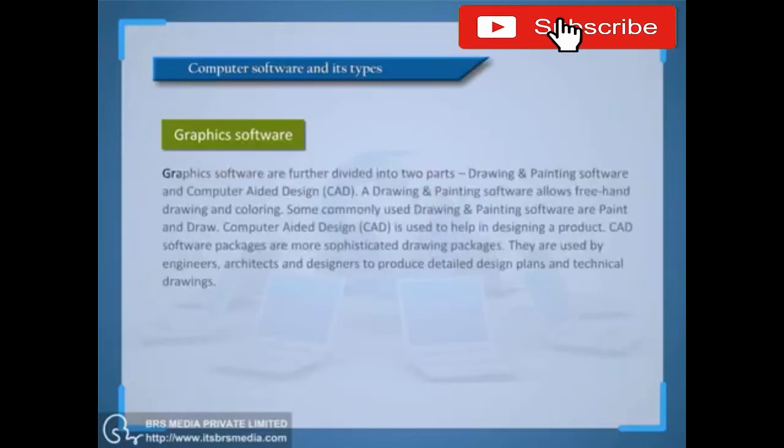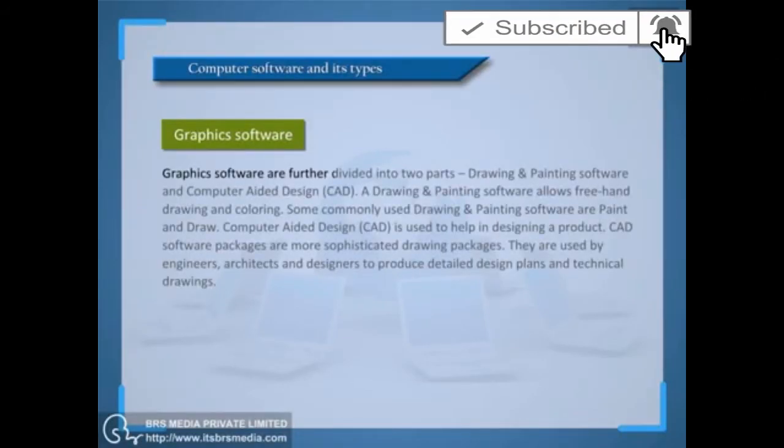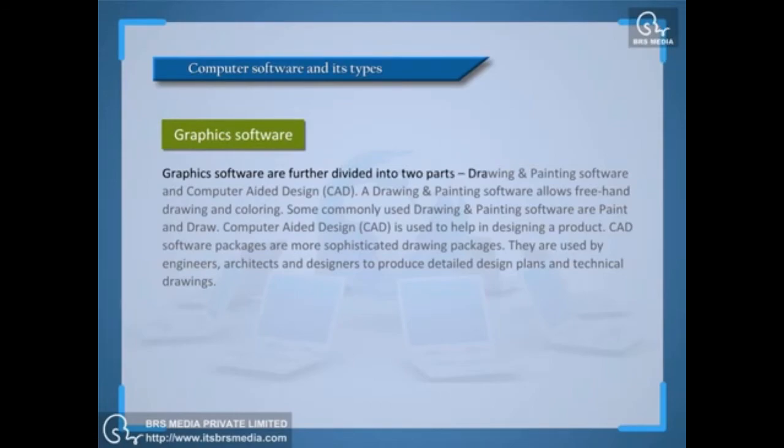Graphics software. Graphics software are further divided into two parts: drawing and painting software and computer-aided design, CAD. A drawing and painting software allows freehand drawing and coloring. Some commonly used drawing and painting software are Paint and Draw. Computer-aided design, CAD, is used to help in designing a product.